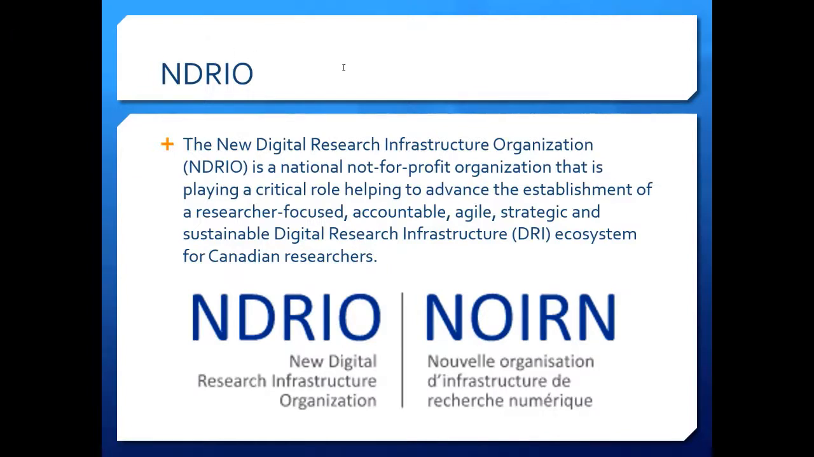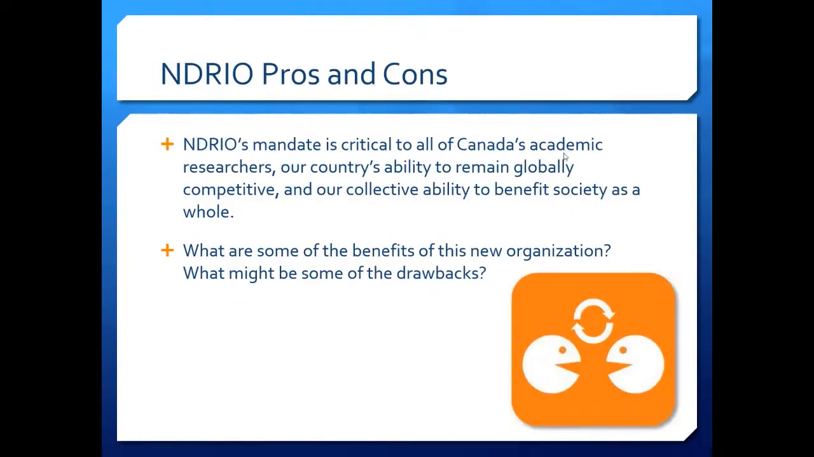So on the next slide, we have NDRIO pros and cons. So NDRIO's mandate is critical to all of Canada's academic researchers, our country's ability to remain globally competitive, our collective ability to benefit as a society as a whole from research. So out of curiosity, I was wondering if anybody might have thoughts about what might be some benefits of having this new organization, and also possibly what might be some drawbacks of moving toward this new organization.